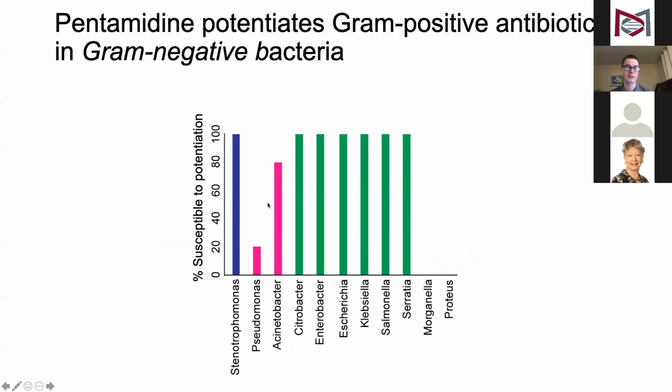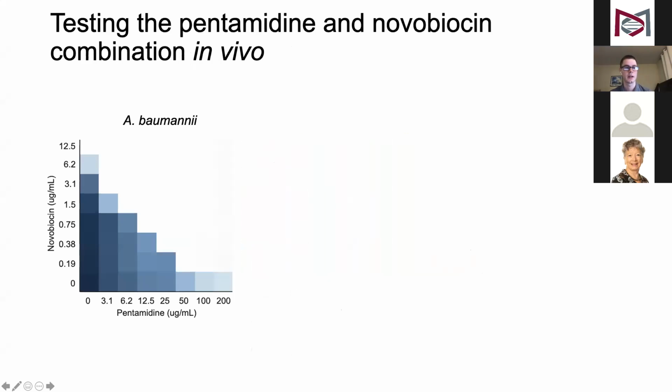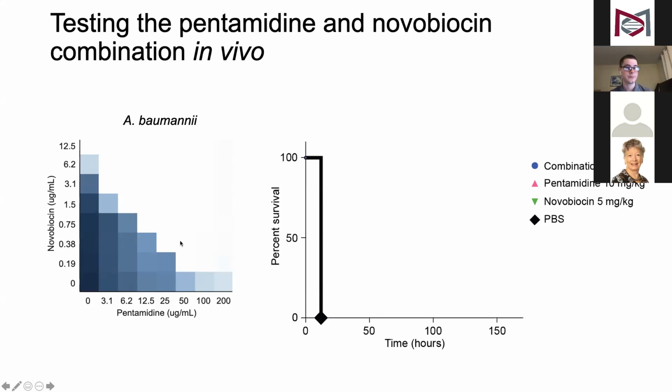And in performing these assays, we observed that Acinetobacter in particular was highly sensitive to the synergistic activity of pentamidine. So here we have Acinetobacter baumannii in a checkerboard assay of pentamidine against the gram-positive active antibiotic novobiocin. And we see a steep staircase in our checkerboard, showing us that this is a very potent synergistic interaction. This was encouraging, which led us to conduct in vivo studies on the combination of pentamidine with novobiocin.